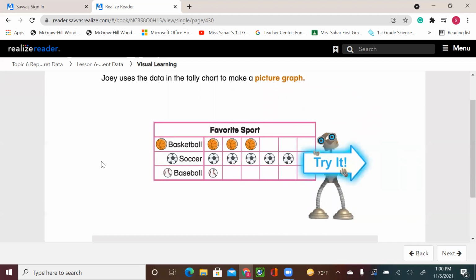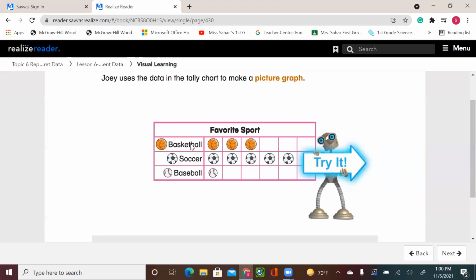All right, so for this chart, instead of using the tally marks, using the picture graph. So as you see, for the basketball, he represents the numbers of kids that they choose basketball as their favorite sport by drawing basketball. For the soccer, he represents each vote, or each child or friend choose soccer as a favorite sport by filling one of those gaps with a picture of a soccer. And then baseball, he did the same.